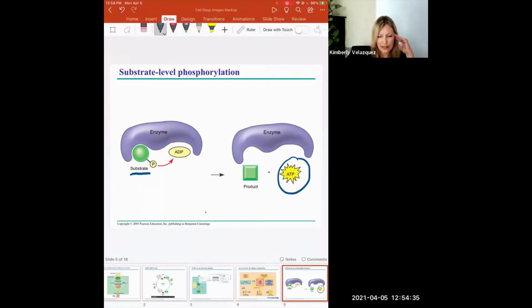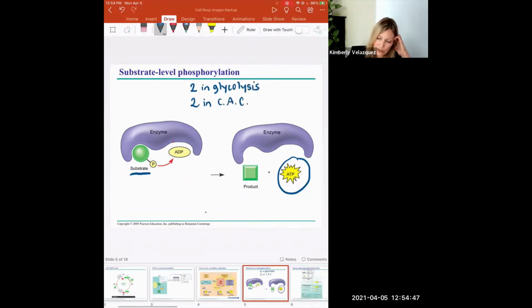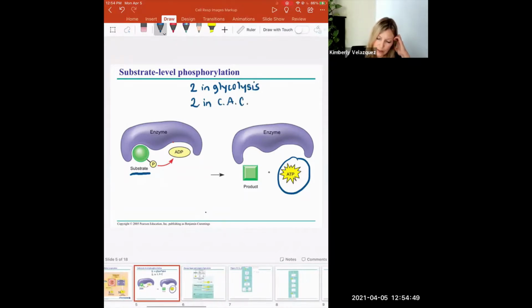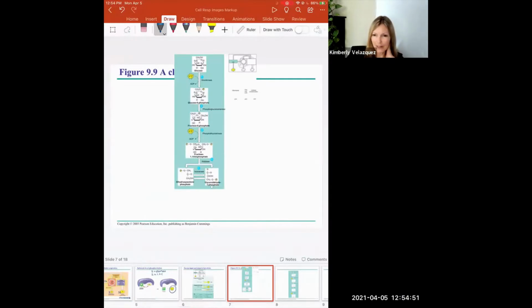And remember that we make 2 ATP in glycolysis by substrate level phosphorylation, and we make 2 in citric acid cycle by substrate level phosphorylation. This slide got a little wonky, but this is the first 5 stages of glycolysis. Remember, it's 10 stages long, but you don't need to know that.